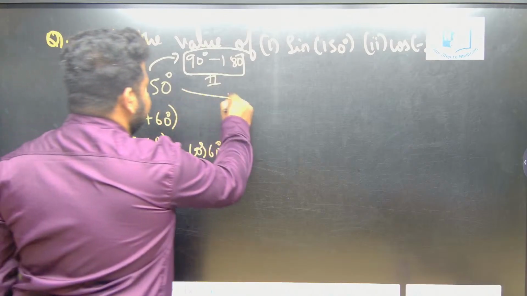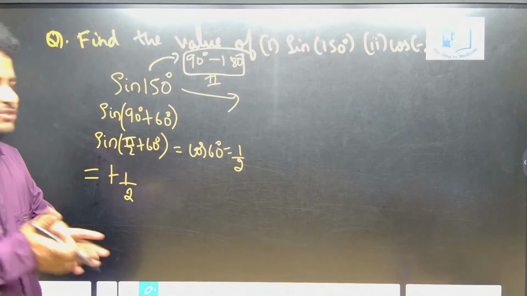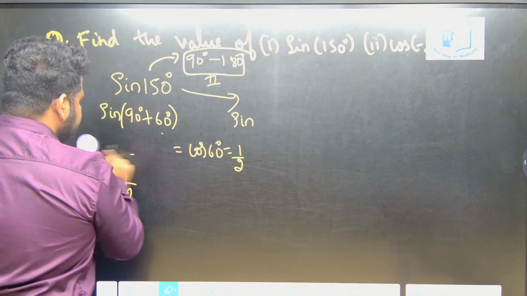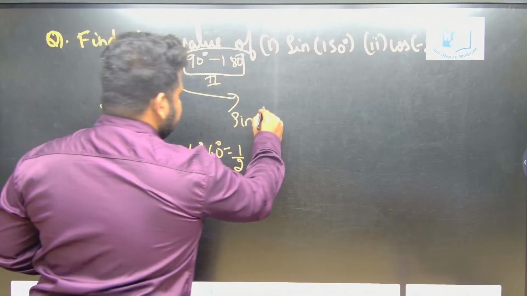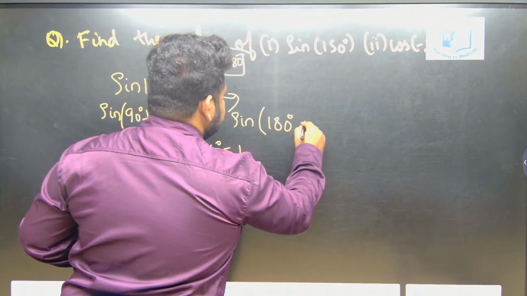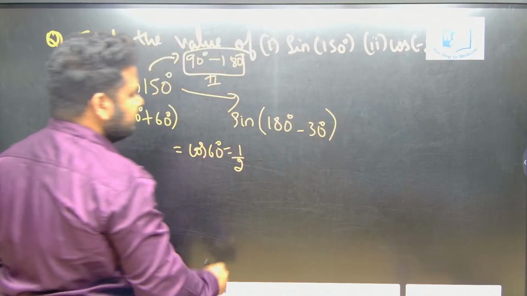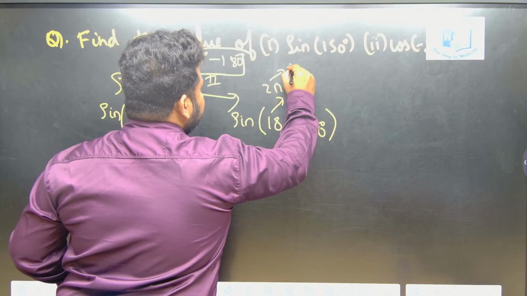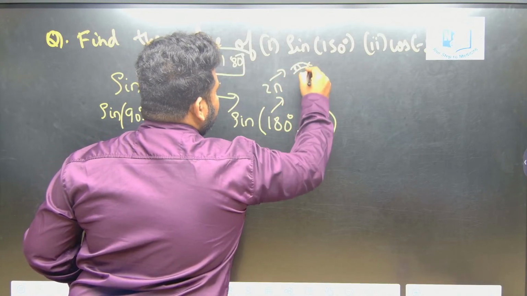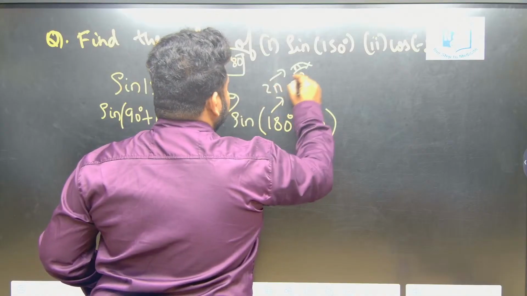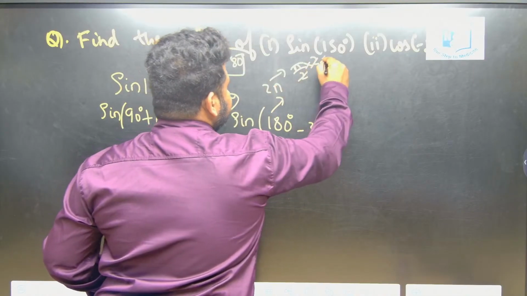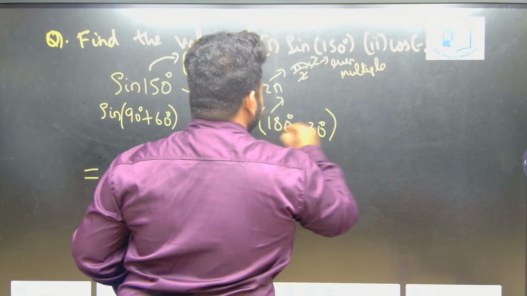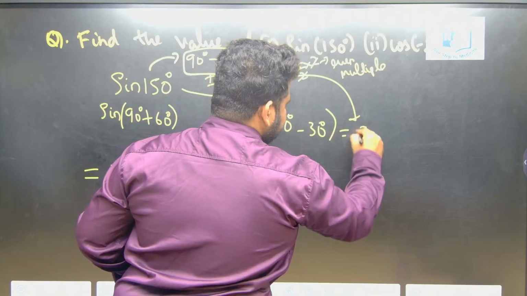Similarly, if I use another way, the even multiple, sine 150 degree I can also write as sine of 180 minus 30 degree. Correct? But 180 is 2 times pi by 2, that is nothing but an even multiple. 180 is an even multiple. So sine will remain sine only.